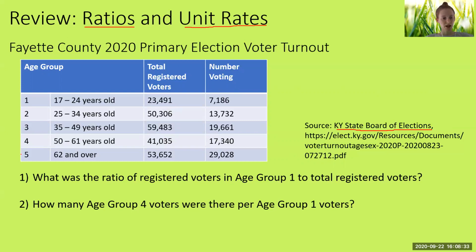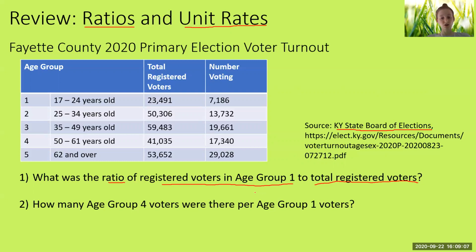All right, so let's look at number 1 here. What was the ratio of registered voters in age group 1 to total registered voters? Okay, so this is a similar type of problem to the one we just did, where we're being asked to write a ratio. Remember, a ratio is just a comparison of 2 numbers. So we're being asked to compare registered voters in age group 1 to total registered voters.